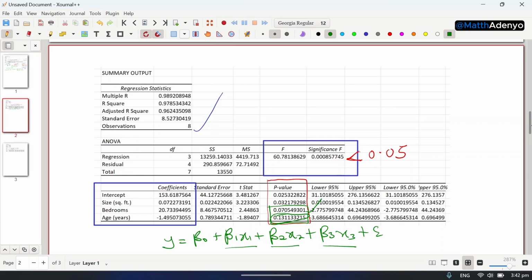So if we want to form this particular regression equation with these values, this first one is our beta naught, this is our beta 1, and this is our beta 2. So let me write them.